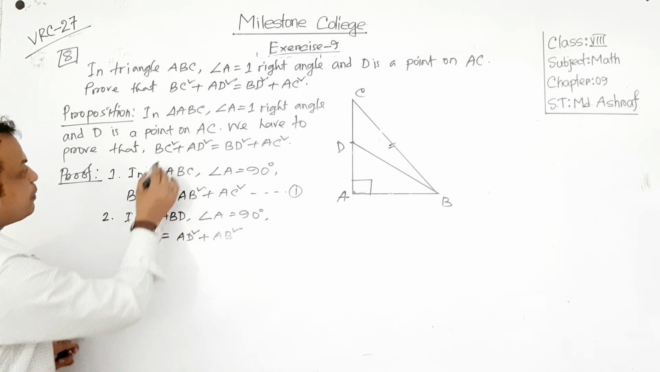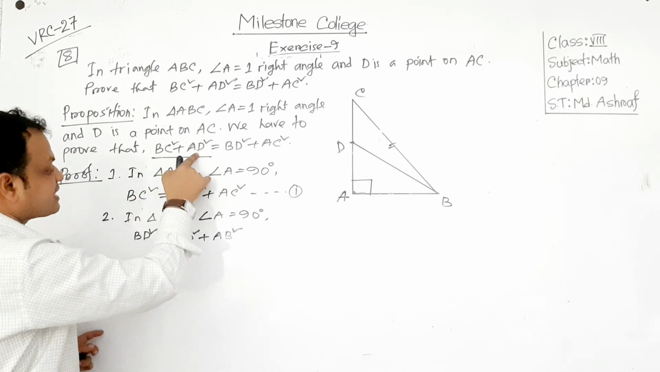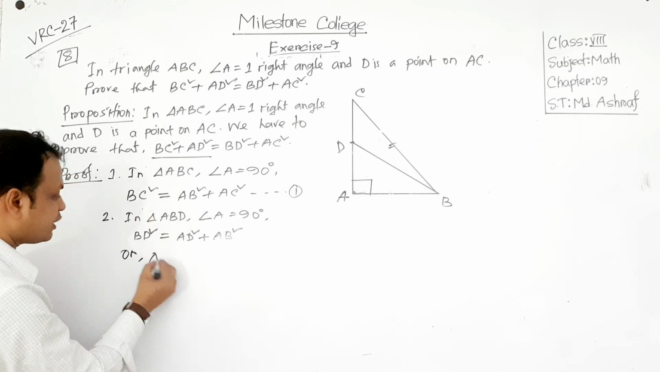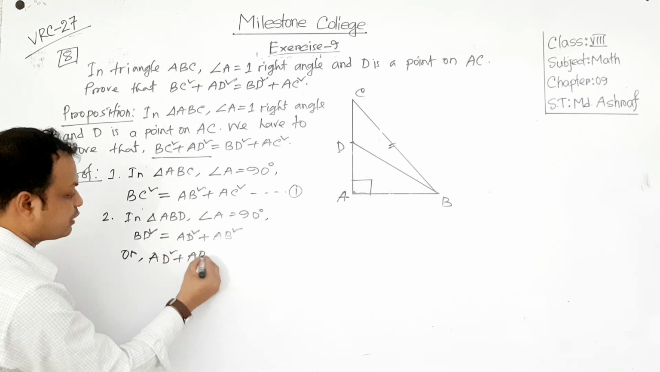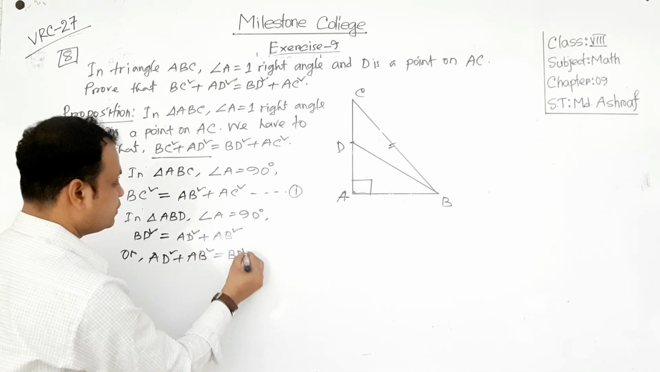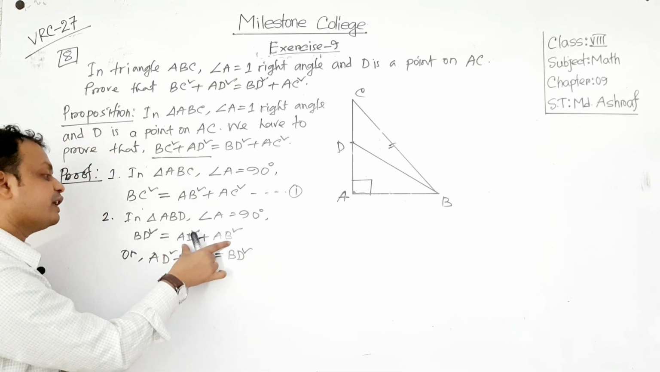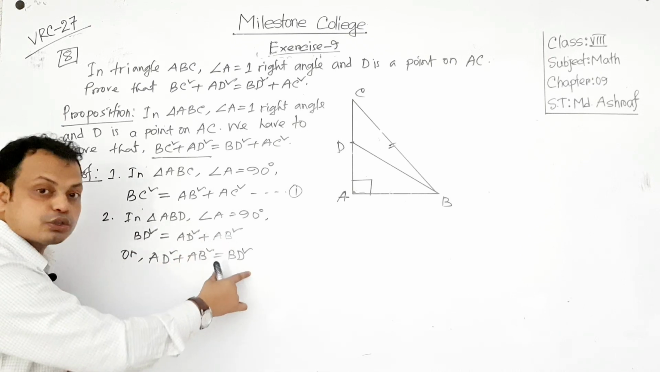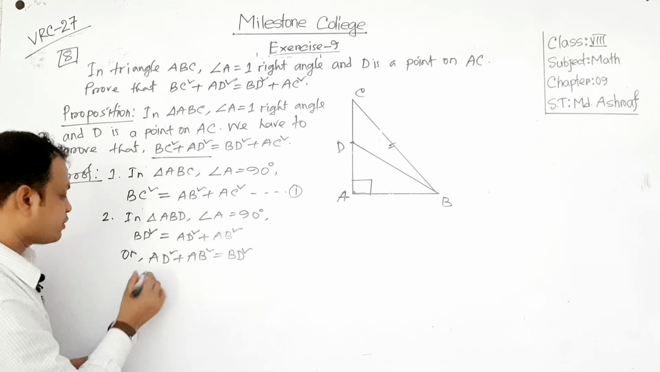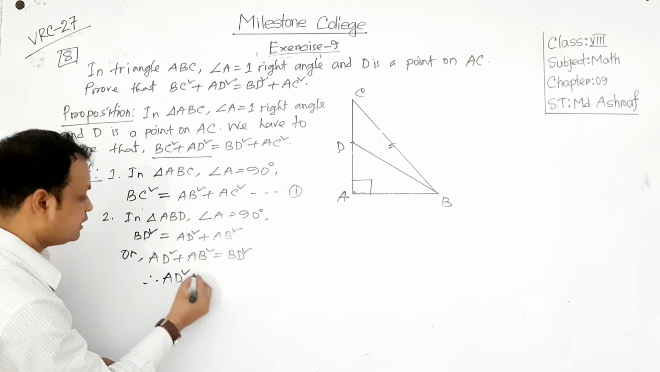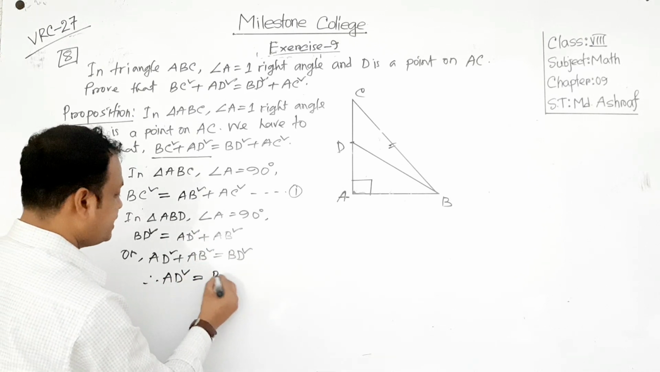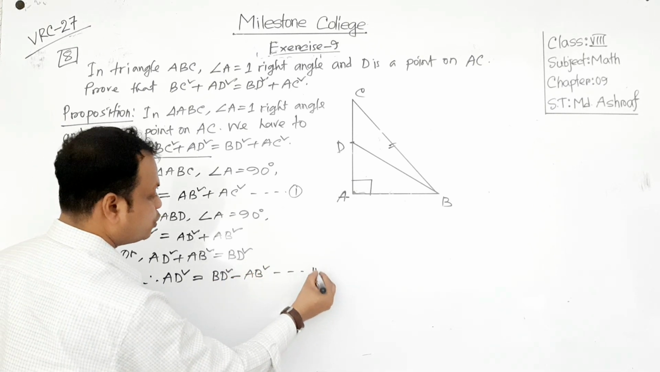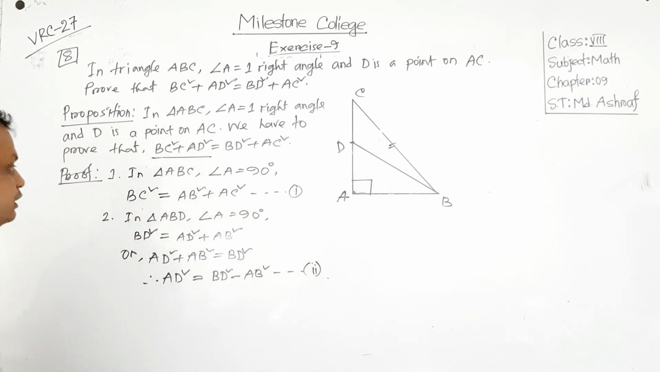Okay, so for the proof part, on the left side we need BC square plus AD square. So from here we will find the value of AD square. We can write AD square plus AB square equals BD square. That means here we have applied the law of symmetry: right side comes on left and left side goes to right. Therefore AD square equals BD square minus AB square. So this is the equation number 2.